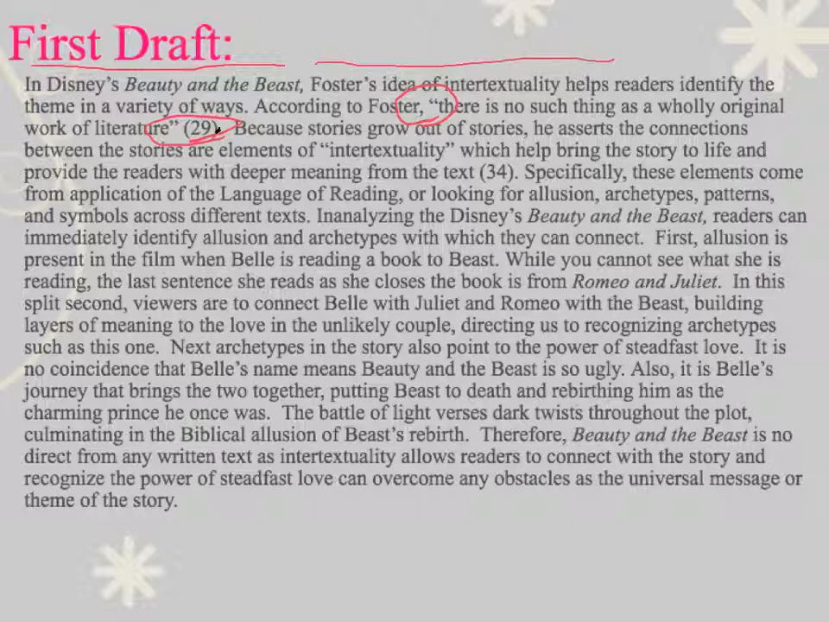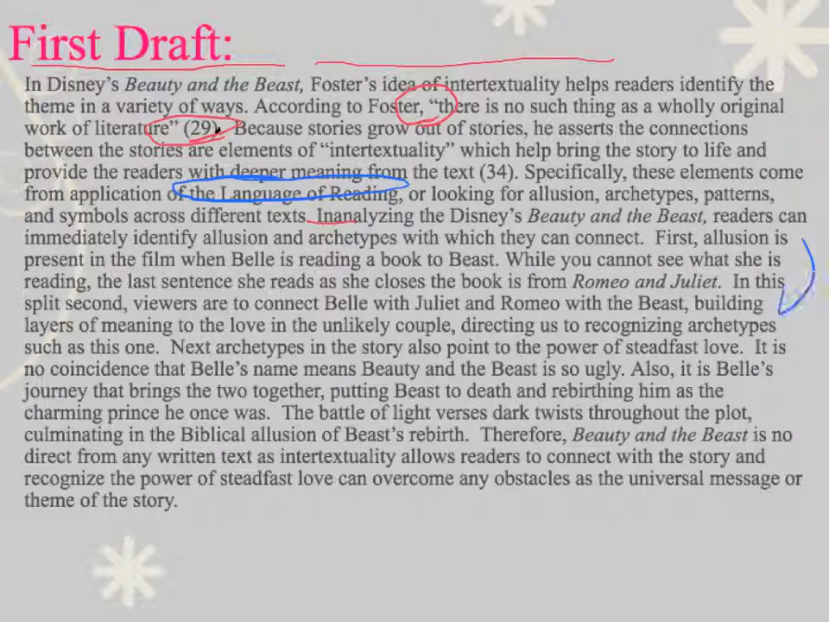Specifically, these elements come from application of the language of reading or looking for allusion, archetype, patterns and symbols across different texts. In analyzing Disney's Beauty and the Beast, the point here is, and I'm not going to read this whole thing to you because you can read it to yourself, but you can see that the focus was on content. We got this little run-on thing going on, but look at this right here. Look what happened. There's a connection there to the very first section that we looked at. So that's interesting that those pull together and that I'm building on that prior knowledge.